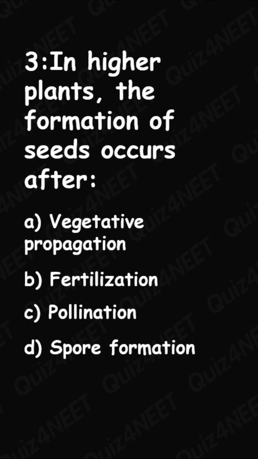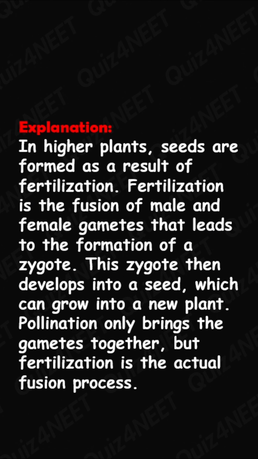Question 3. In higher plants, the formation of seeds occurs after A. Vegetative propagation, B. Fertilization, C. Pollination, D. Spore formation. Answer: B. Explanation: In higher plants, seeds are formed as a result of fertilization.